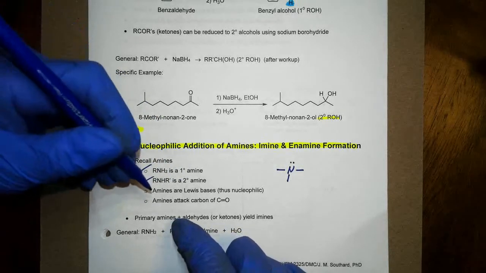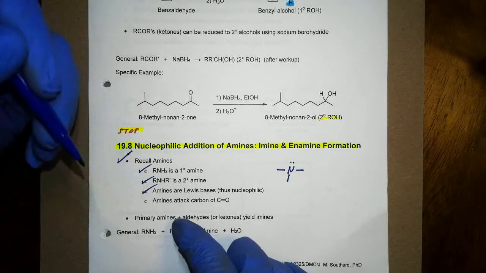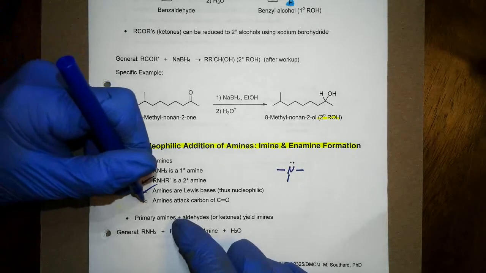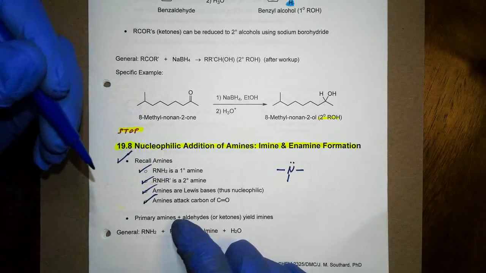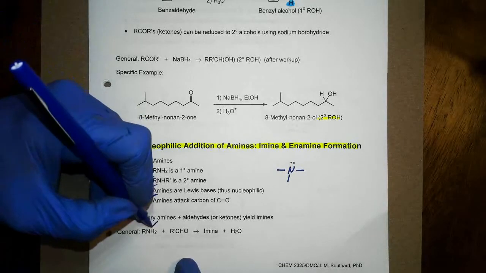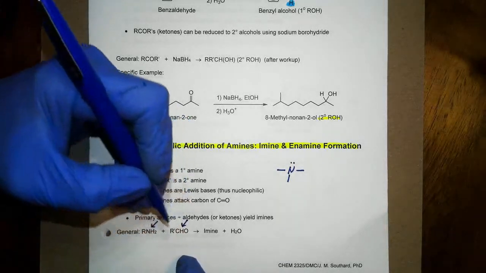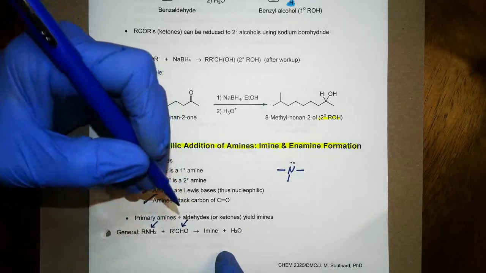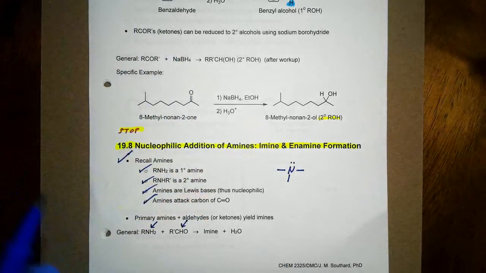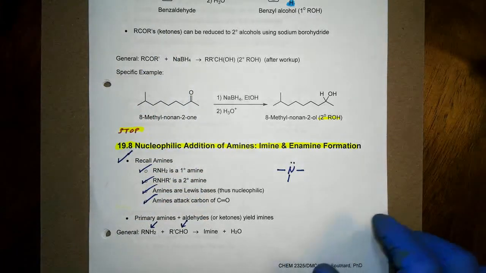As you know, amines are Lewis bases, so they act as nucleophiles, and the reactions we're going to look at here are primarily attacks on the carbonyl of aldehydes as well as ketones. So let's take a look at what's going on here. First, a generic perspective: we have a primary amine and an aldehyde, or you could have a ketone here, and when you do that you generate an imine.